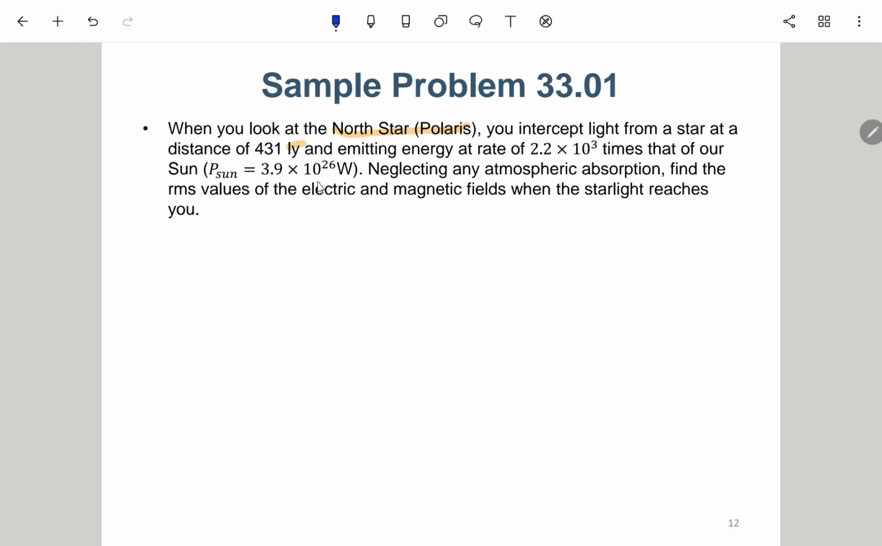Okay, P sun is this one. So this is even stronger. Neglecting any atmosphere absorption, find the RMS value of the electric and magnetic fields, or B fields, when the starlight reaches you. 就问你这个来到的时候，这个 B field 跟 E field 的强度。So we will make use of the Poynting formula.